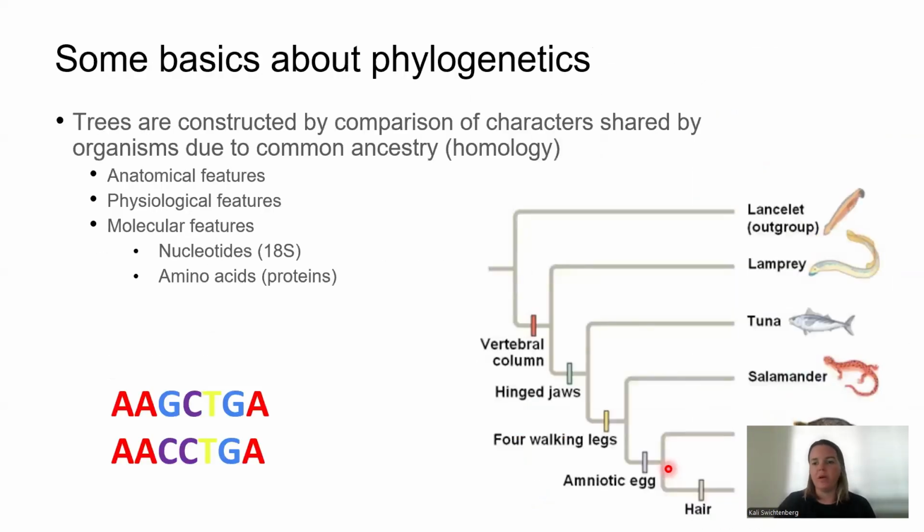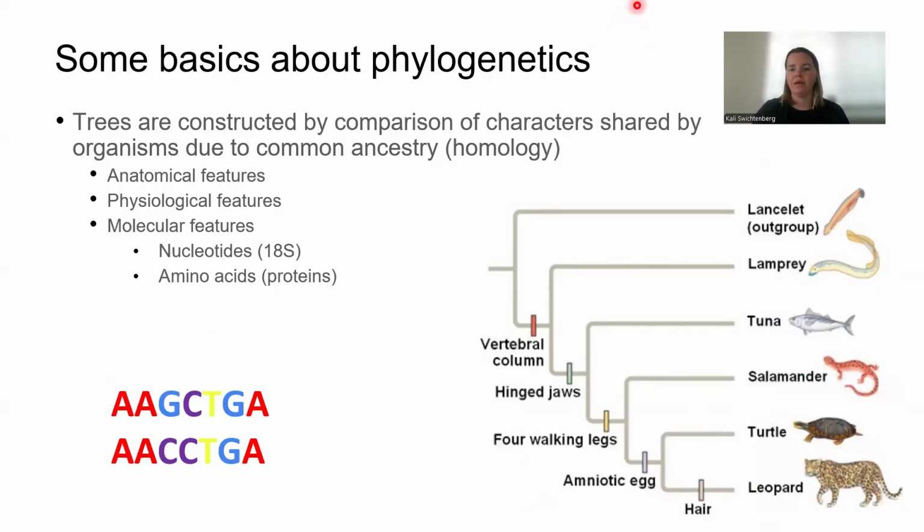So, just going back to more basics about phylogenetics and how they are constructed: phylogenetic trees are going to be built by comparing characters shared by organisms due to common ancestry. So we're going to assume that is due to homology, all right, due to common ancestry. And so we can compare multiple different characters. For example, we can compare anatomical features.